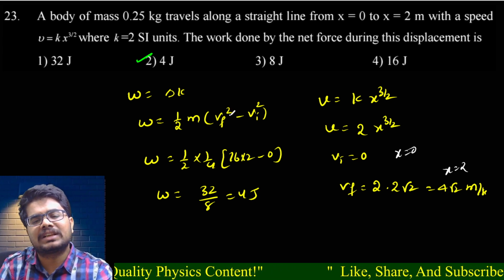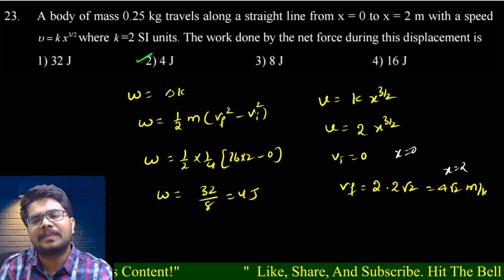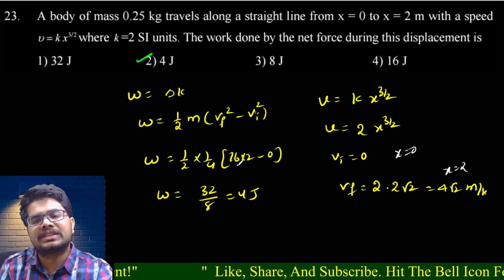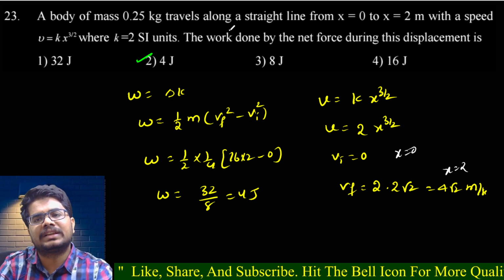Take this value, substitute in the work energy theorem. Final kinetic energy minus initial kinetic energy, half m into v final square minus v initial square. Half into v final, which is 4 root 2, squared means 16 into 2. So what will happen? 32 by 8. Now that's nothing but 4 joules, which we will get.